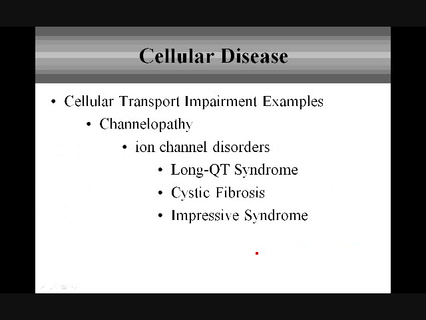Then we have examples of cellular transport. So in this particular chapter, we talked about cells and specific structures within cells. Then we talked about cellular transport, and we also talked about cell division. So now we're talking about cellular transport, the second area that we talked about in the chapter.